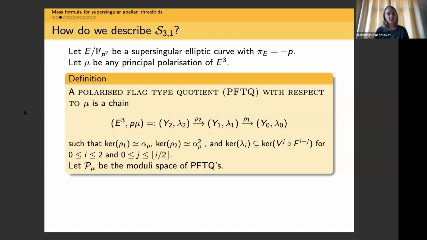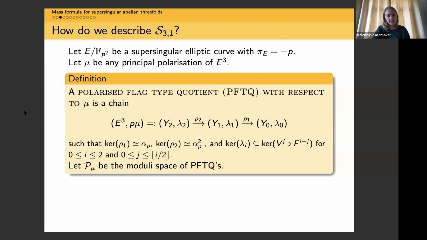Then a PFTQ for μ is a chain of isogenies like this, that starts with (Y_2, λ_2), which is superspecial. So it's this (E^3, pμ). It maps into (Y_1, λ_1) and then to (Y_0, λ_0). And this chain satisfies some technical conditions that I wrote down just below. And P_μ will be the moduli space of these PFTQs. Now, you can show that this is a two-dimensional geometrically irreducible scheme over F_{p^2}.